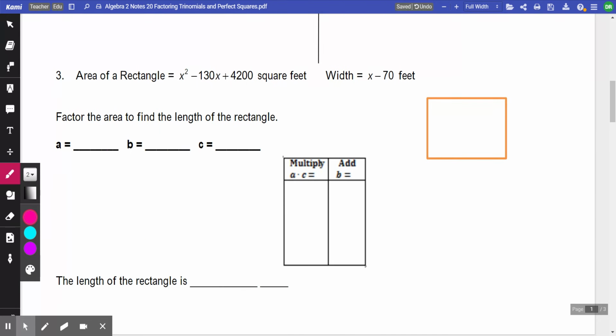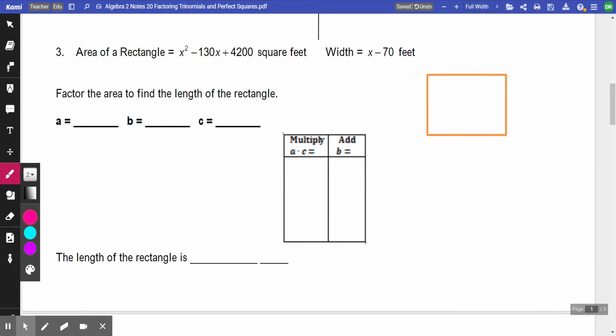So just a little application of this, nothing too complicated, is let's tie this into geometry really quickly. And we have area of a rectangle equals x squared minus 130x plus 4,200 square feet. Seems like a very large number, but we might have some strategy to use on this one. What we're given is that the width of the rectangle is x minus 70 feet.